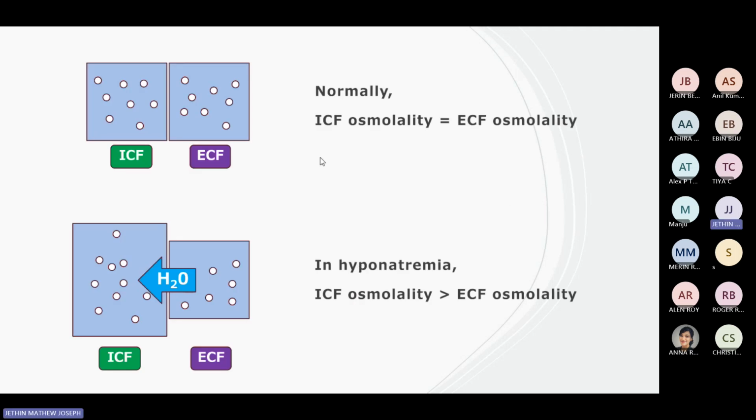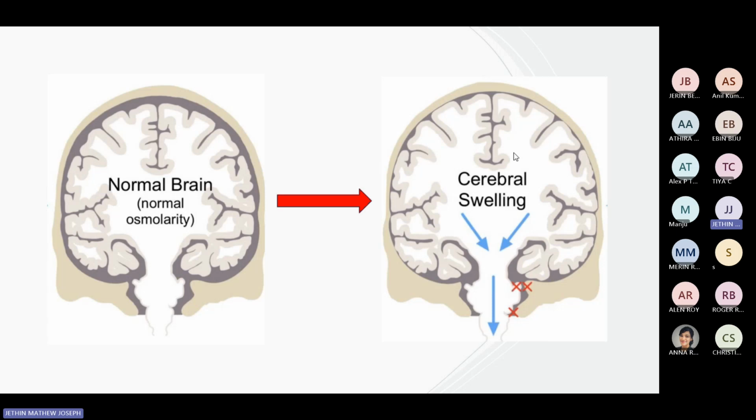Normally, there is an equilibrium in the osmolality between the ICF and ECF. What happens in hyponatremia is the osmolality in the ECF is less than the ICF because there is less sodium, because there is less solute in the ECF. Water moves into the ICF. So why is hyponatremia dangerous? When water moves from the extracellular fluid compartment to the intracellular fluid compartment, your brain can swell. There will be cerebral swelling, which can cause a myriad of symptoms ranging from very mild to very severe.